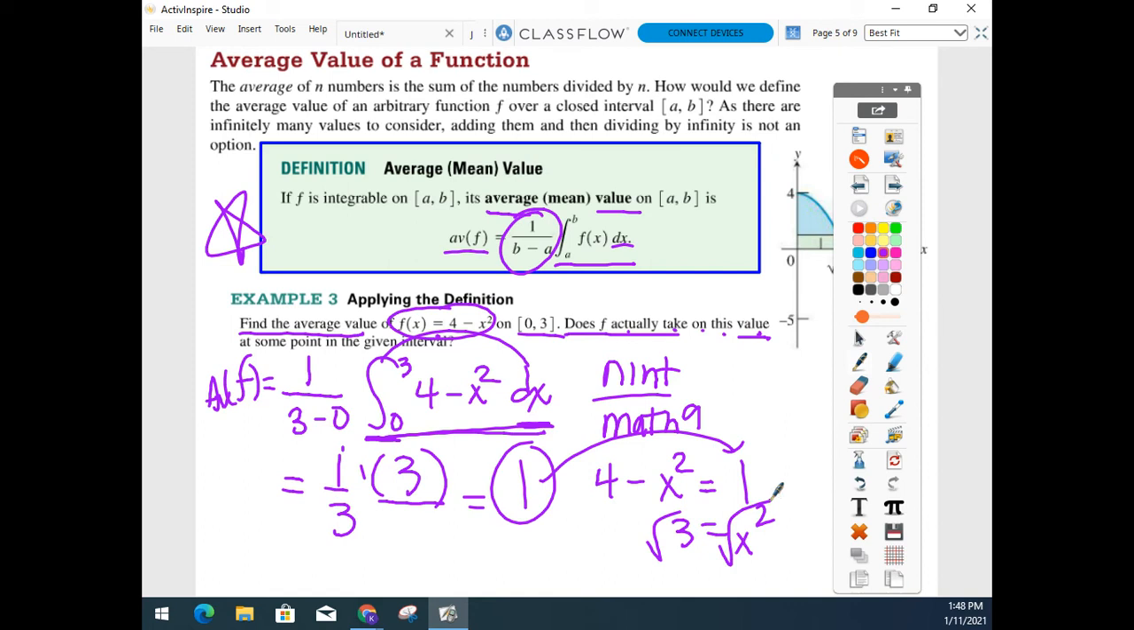Now, this is important. I'm going to write this up here. We get x equals plus or minus √3, because when we're solving using our square roots, we need a plus or minus. But keep in mind, we are only looking on the interval from 0 to 3. If we would have been looking on the interval from -3 to 0, we'd only consider the negative. But because we're looking from 0 to 3, we only consider the positive. So the actual answer is yes, it does take on this value when x is the square root of 3.